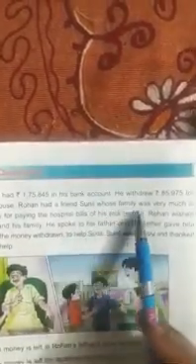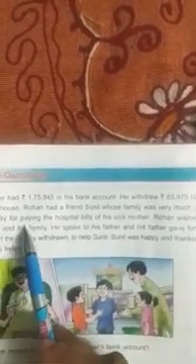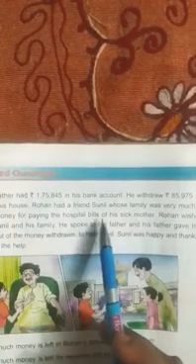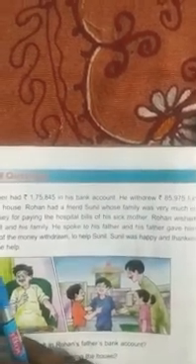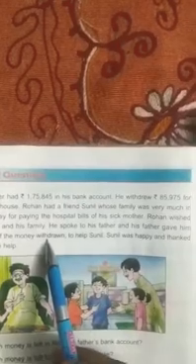Rohan had a friend, Sunil, whose family was very much in need of money for paying the hospital bills of his sick mother. Rohan wished to help Sunil and his family. He spoke to his father, and his father gave him rupees 4,575 out of the money withdrawn to help Sunil. Sunil was happy and thanked Rohan for the help.